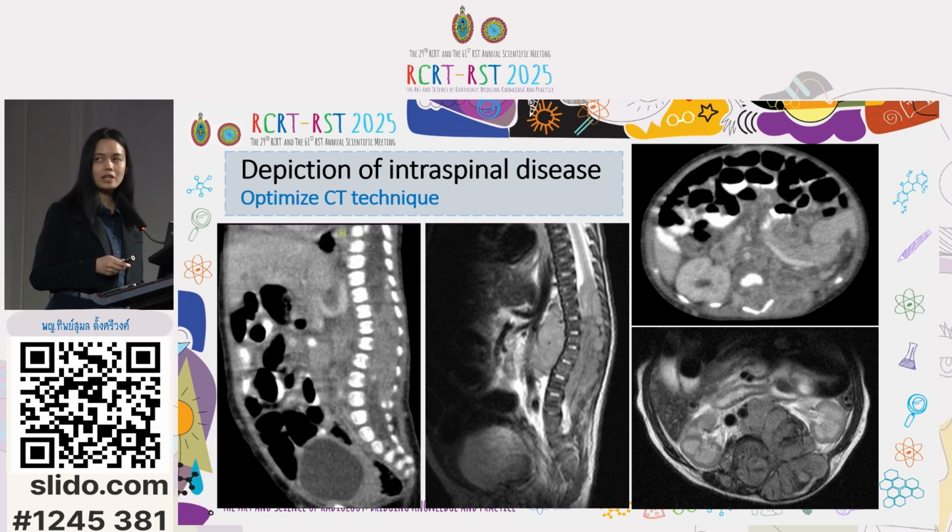Starting with CT and MRI images of a neuroblastoma patient presenting with intraspinal disease. The MRI provides better visualization of the tumor. However, we can clearly depict a left paraspinal soft tissue lesion extending into the spinal canal on both axial and sagittal CT images, thanks to optimized imaging technique and a good contrast-to-noise ratio.